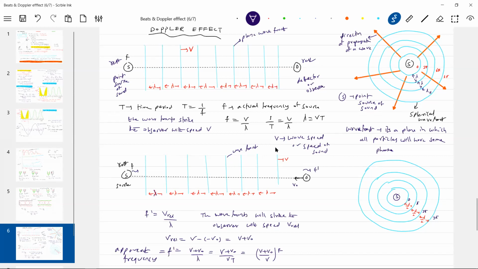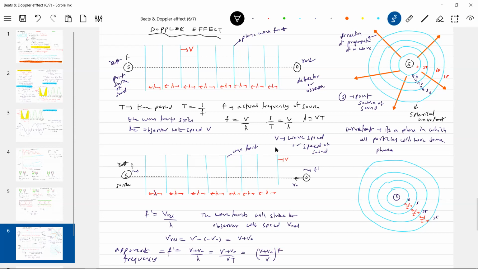Now the detector, the observer, is not going to hear the sound at the frequency f which is generated. It's going to hear it at a different frequency. How to calculate that apparent frequency? Apparent means appears to be. Again, if he stops moving and comes to rest, he is going to hear the sound wave at frequency f only. The moment he starts running, he is going to hear it at a different frequency. Able to understand this one?